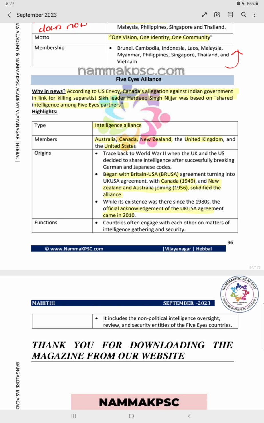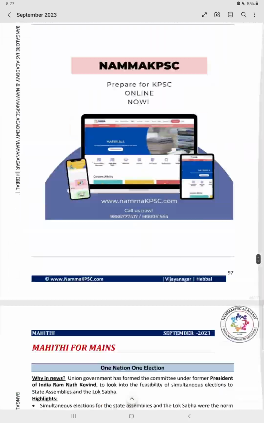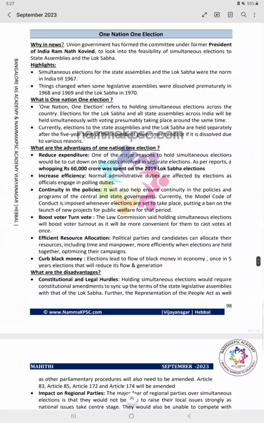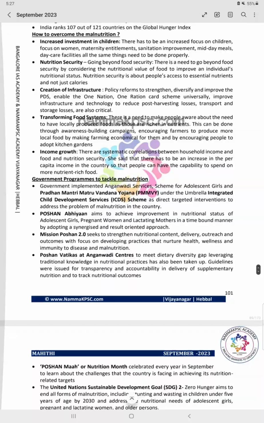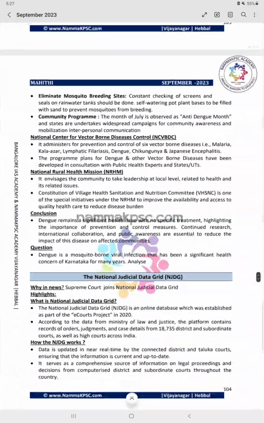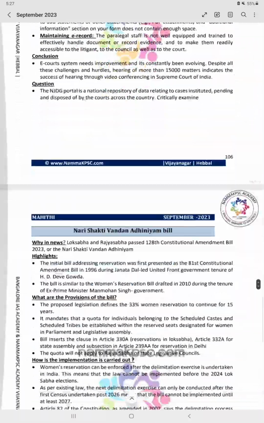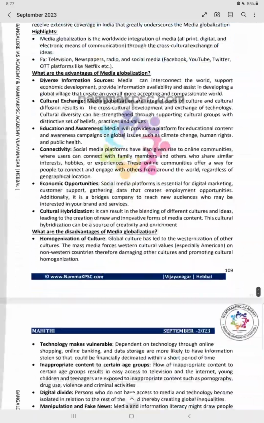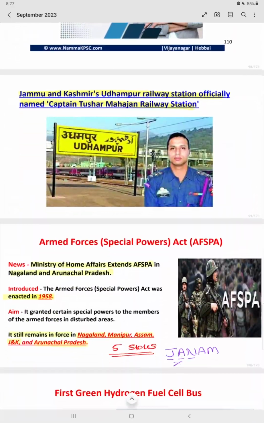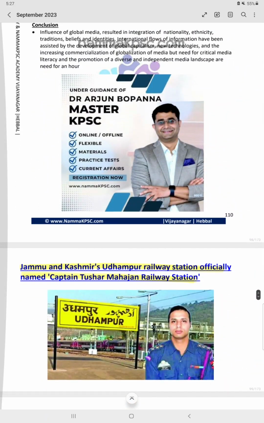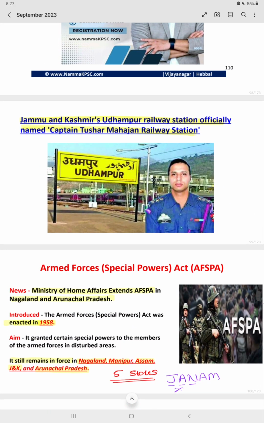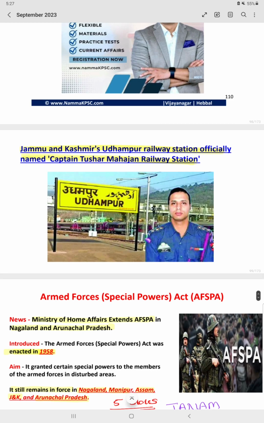When was this established? This was established in the year 1956. Who are the members of this? UK, USA, New Zealand, Australia, Canada. Then we have the Mahiti 4 section. Let's see, is there anything important in this? No, nothing important from the mains perspective. So other news in shorts we will do.